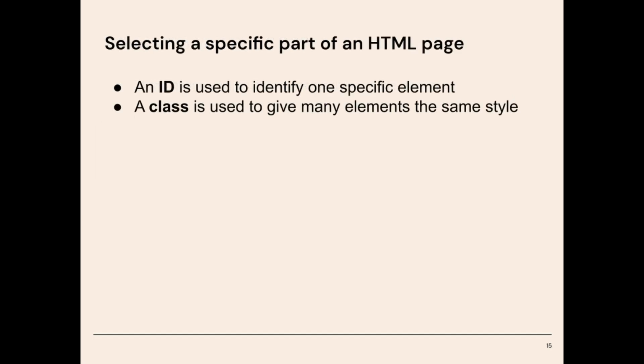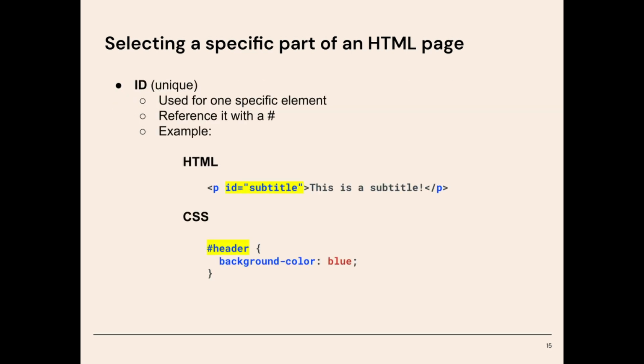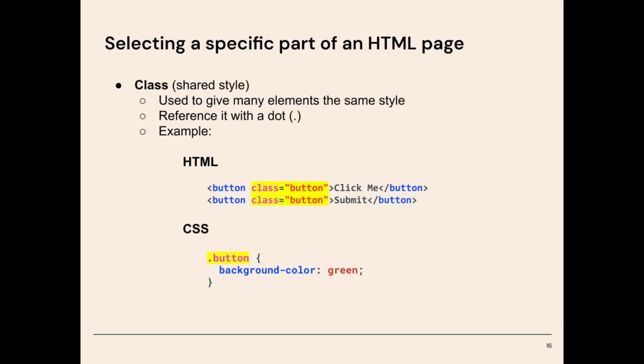Now, how do you select the specific part of the HTML page that you want to style? In CSS, we do this with IDs and with classes. Both allow you to apply styles to very specific elements, although they're a little bit different. In general, IDs are used to style one specific element, and so each ID should be unique. Meanwhile, classes are like a category that can be applied to multiple elements. So you can apply the same class to multiple elements and they'll all share the same style.